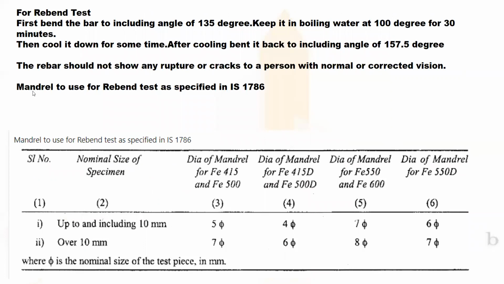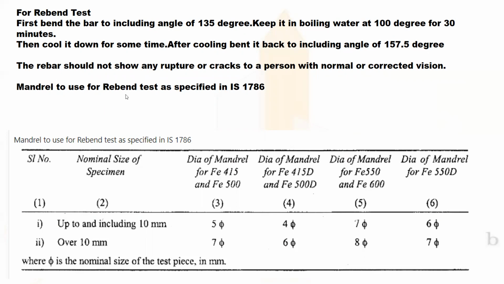For the rebend test, what is the procedure? First, bend the bar to an angle of 135 degrees. Keep it in boiling water at 100 degrees for 30 minutes. Then cool it for some time. After cooling, bend it back by an angle of 157.5 degrees. The rebar should not show any rupture or cracks.